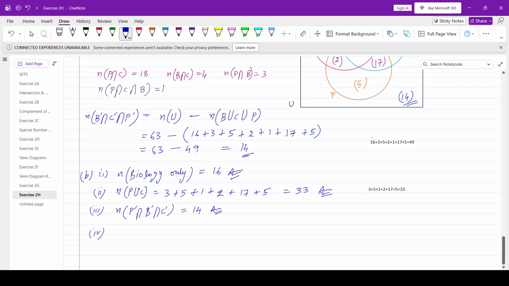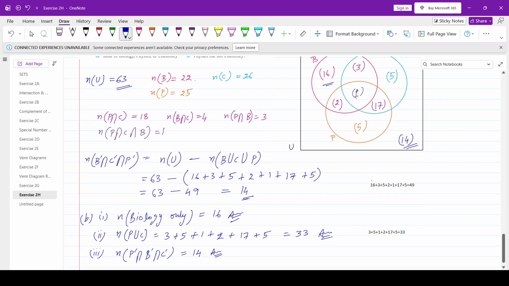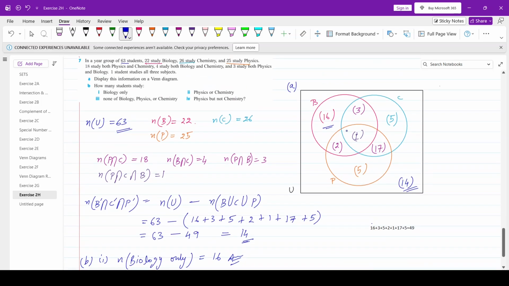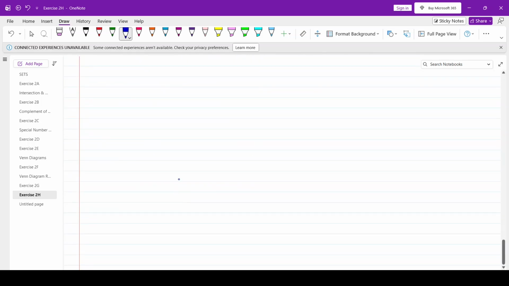Now subpart 4 says physics but not chemistry. Physics but not chemistry. Chemistry is this part. Therefore, this is going to be the number of students in physics but not chemistry. That is 5 plus 2. 7 is the answer. Let's move on to the next question.